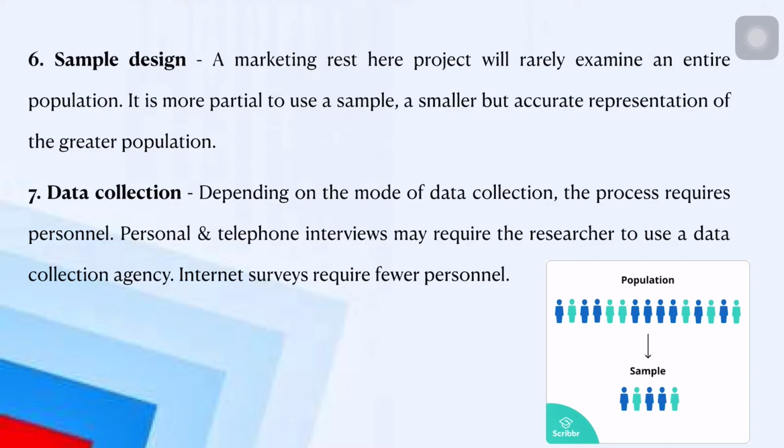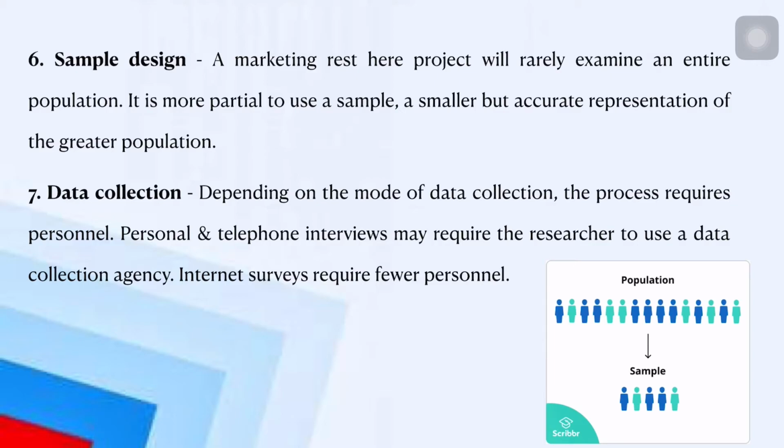A small number compared to the population, but they are an accurate representation, because most often what happens is your population is too much for you to analyze. So what do you do in order to collect people's opinion, in order to do an interview or focus group? You choose a smaller sample that has to represent the entire larger population. Number 7 or step 7 is data collection.